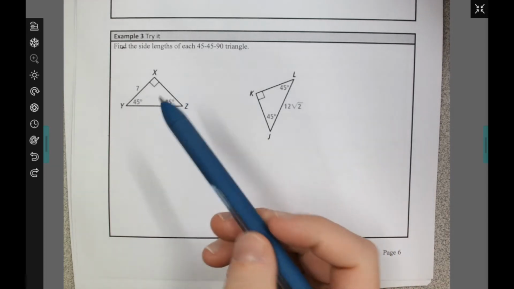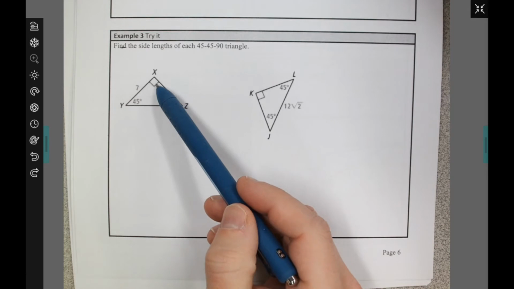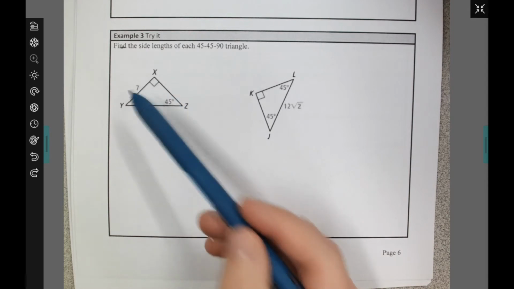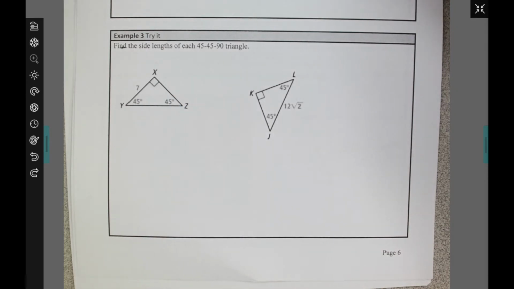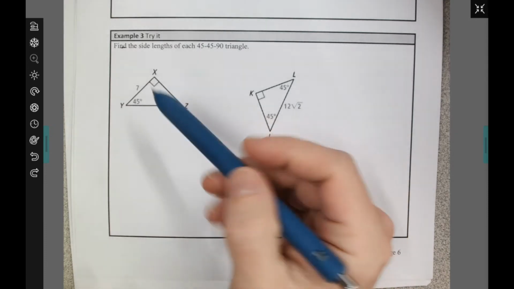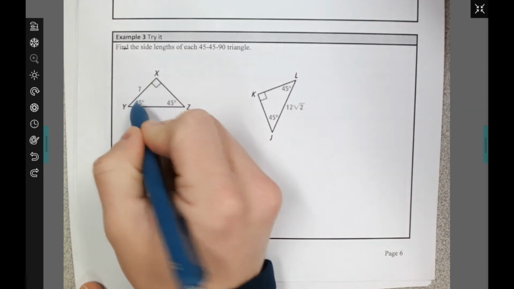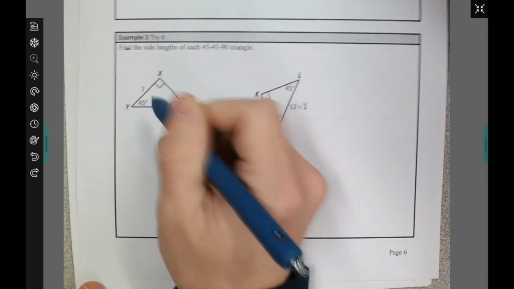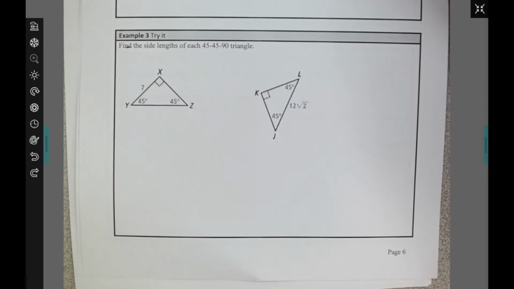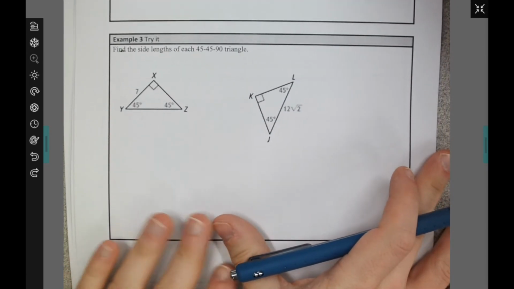But when I look at example 3, I see that I have a right triangle, but I only have one side. So we can't plug into a squared plus b squared equals c squared. So we now have to do some problem solving. We have to figure out what's going on. Looking at this triangle right here, I see it's right, but I also notice that I have a 45, 45, 90. So when you have a 45, 45, 90 triangle, they have this special relationship.